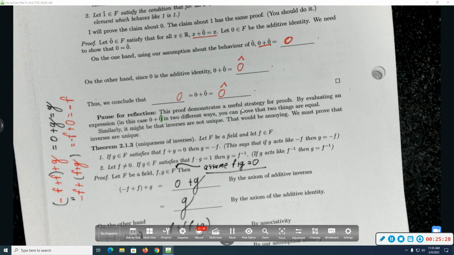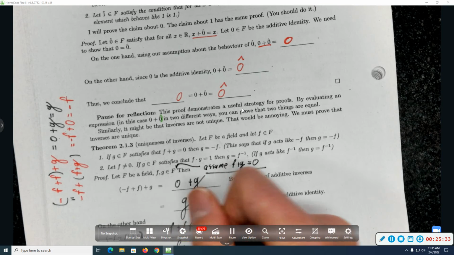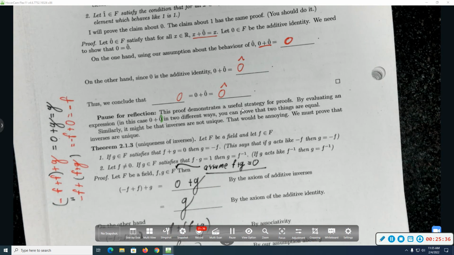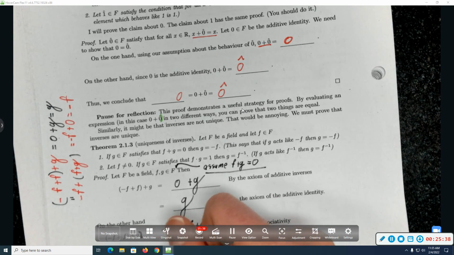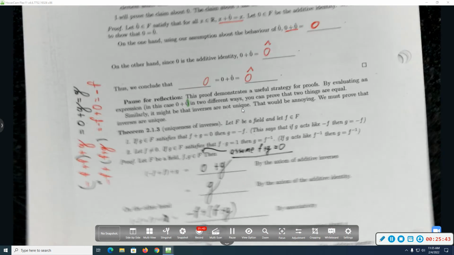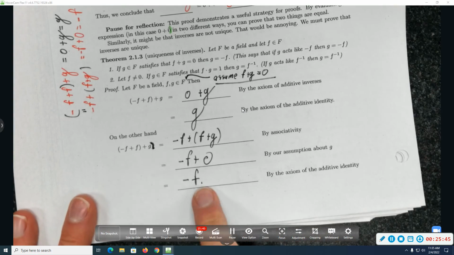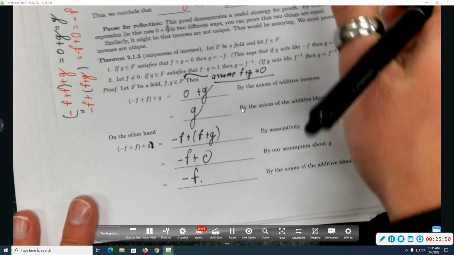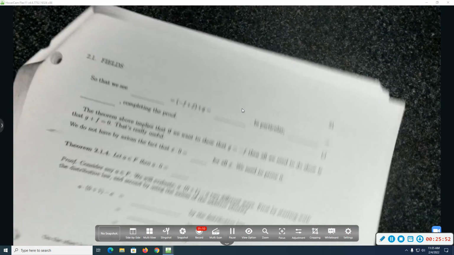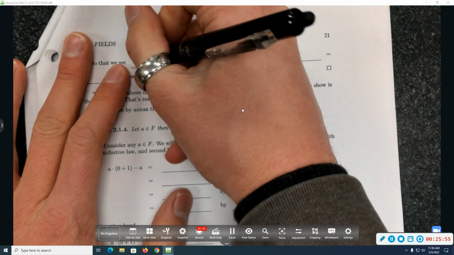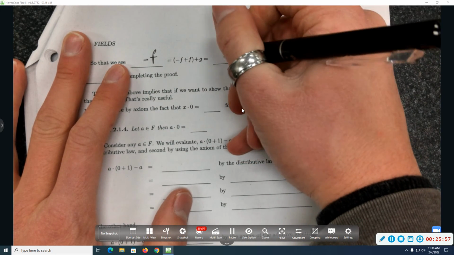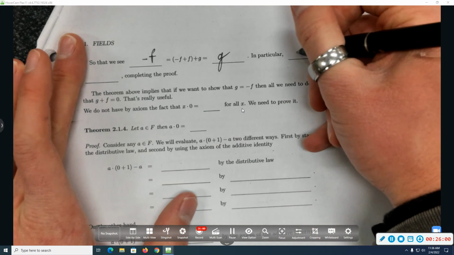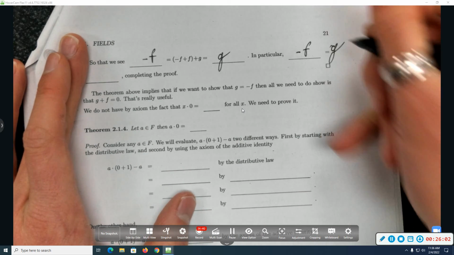What's f plus g? Cool. And negative f plus 0, Gesundheit, is negative f. Groovy. So now, you somehow know what I'm going to do next. I'm going to say this is equal to this, and this is equal to this, so this is equal to this. And that's exactly what I want. Let's just write that sentence. So we see negative f is equal to negative f plus g is equal to g. And so negative f equals g, which completes the proof.